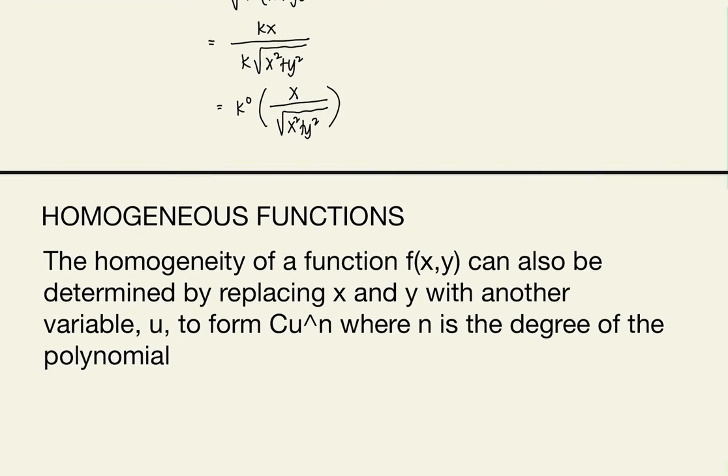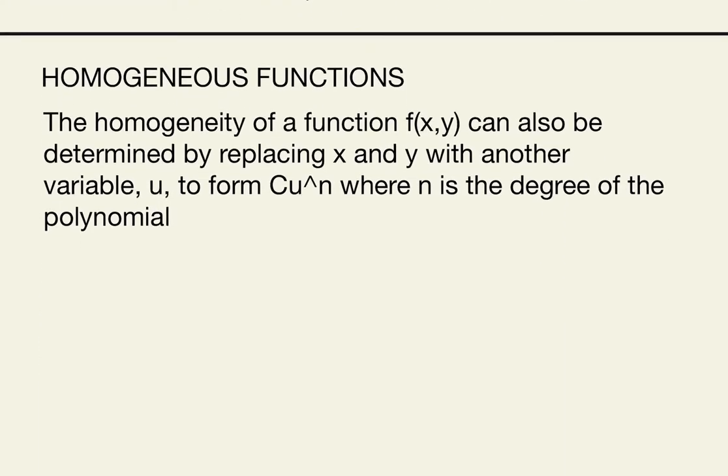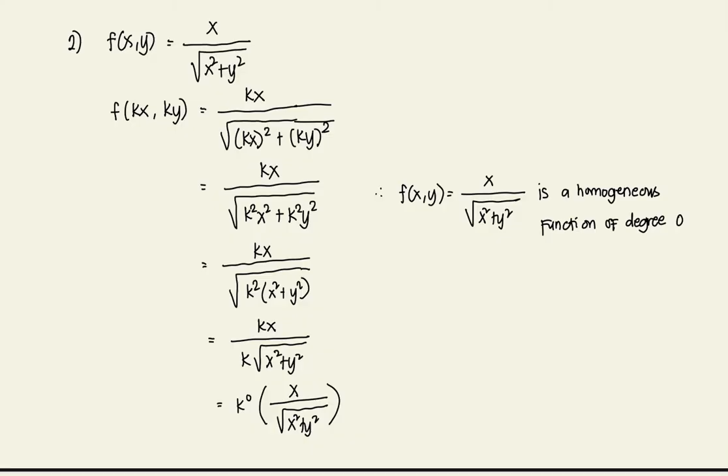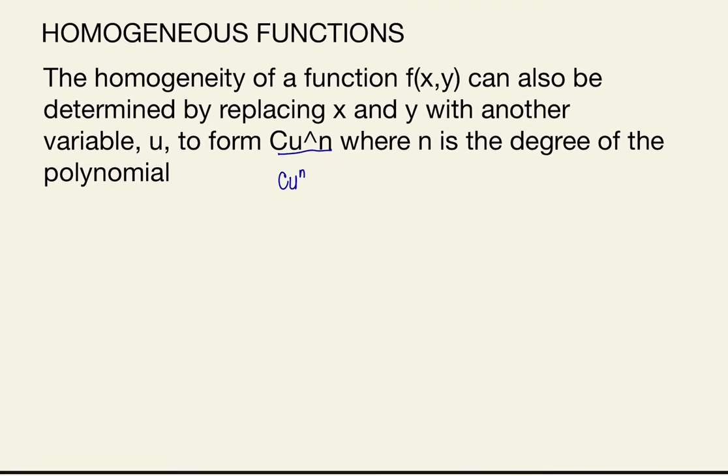Another thing is that we can determine the homogeneity of a function f of xy by replacing x and y with another variable. So usually the variable that we use is the variable u, so that it will form cu to the power of n, where n is the degree of the polynomial. So instead of replacing with kx, ky, what we're going to do is to replace x and y with a single variable.